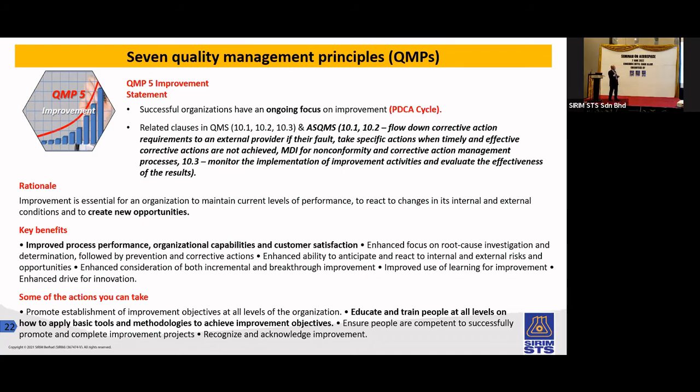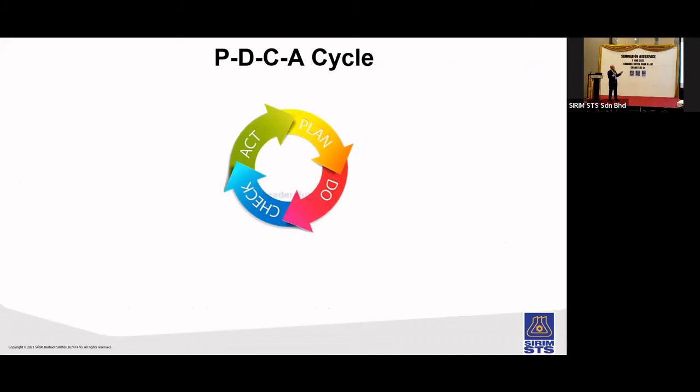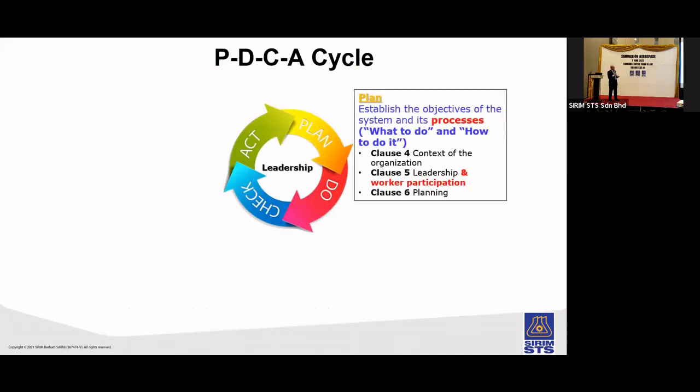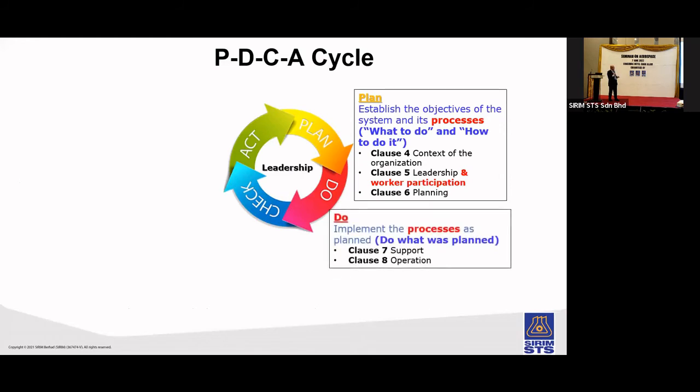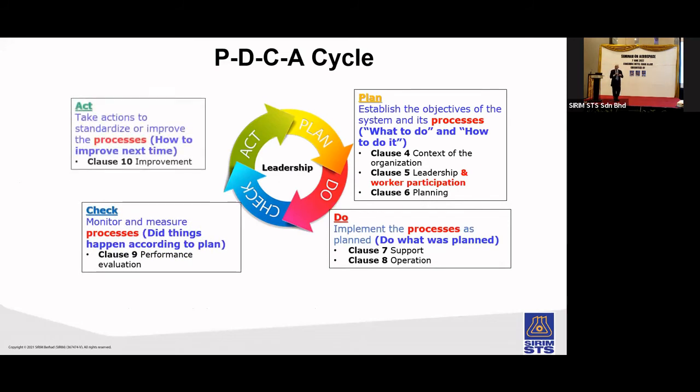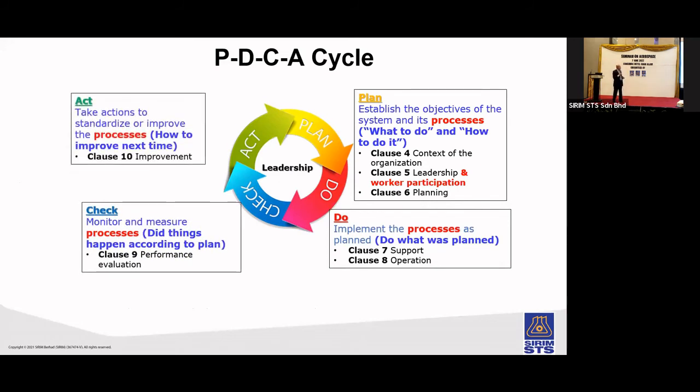PDCA cycle, plan to take action, leadership in the middle. You have to plan the process, and then you implement the process, and then someone has to check the process. And finally, what are the actions to be taken to improve the process next time? And finally, don't forget the continual improvement activity. Sebab tu kita akan pusing naik ke atas.